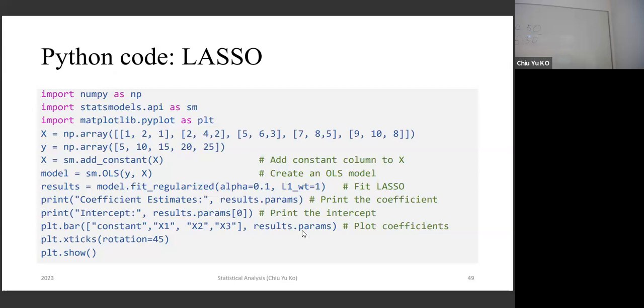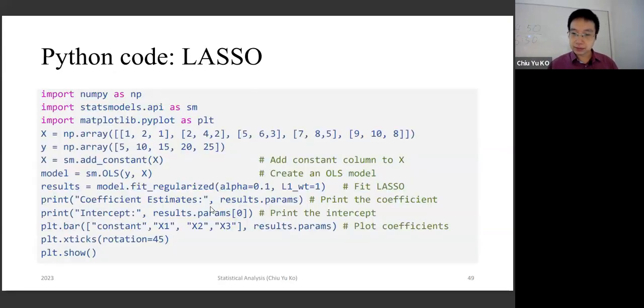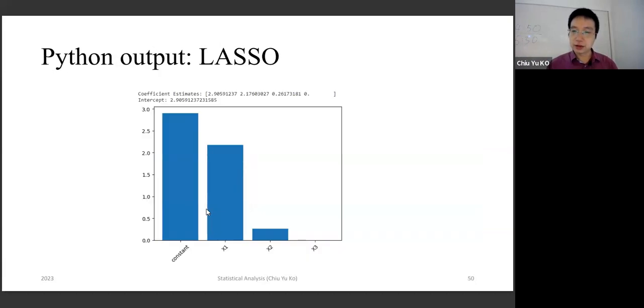Is that clear? Everything is the same. I just fit not OLS, but I fit regularized. Then I get the coefficients, and 1 means Lasso. I'm not going to explain that part. If you put a square, they call it ridge regression, but I'm not interested in talking about it because it's beyond the scope. This is trying to tell you the coefficients.